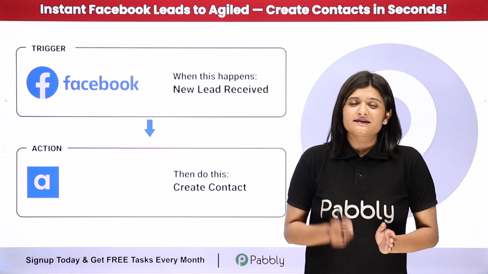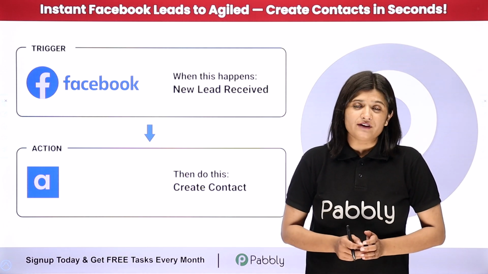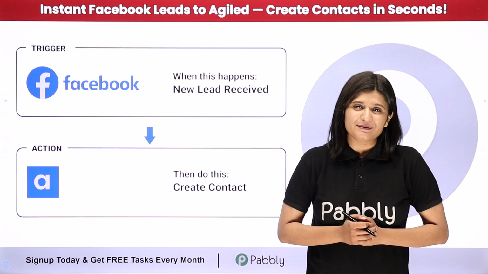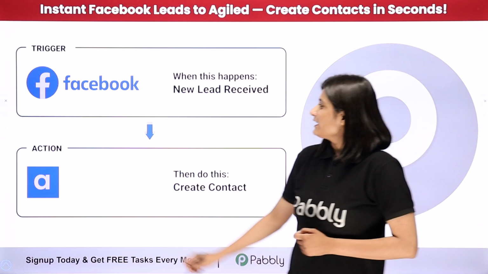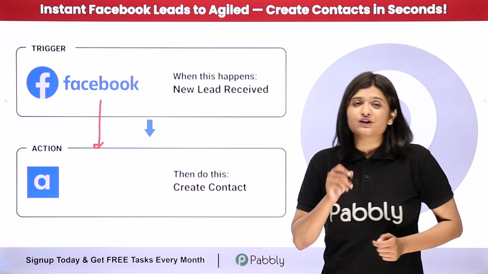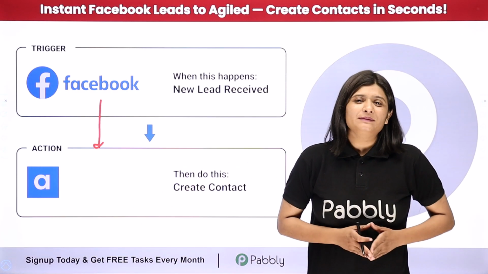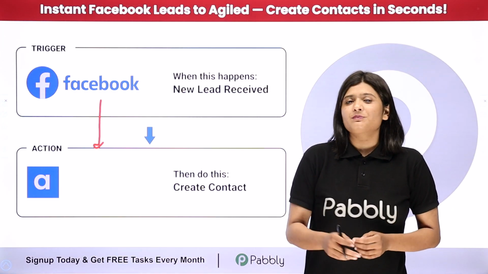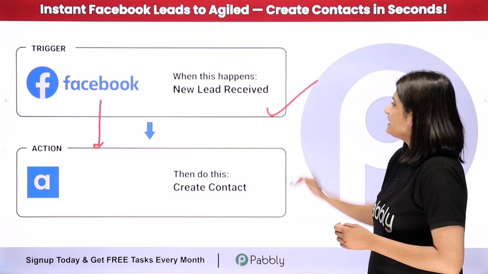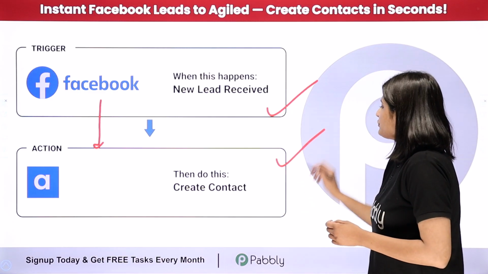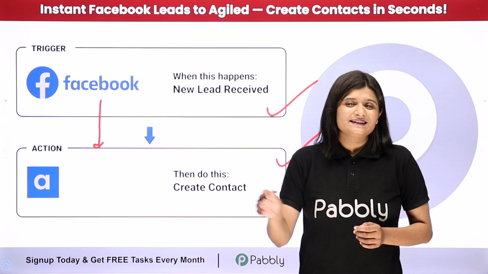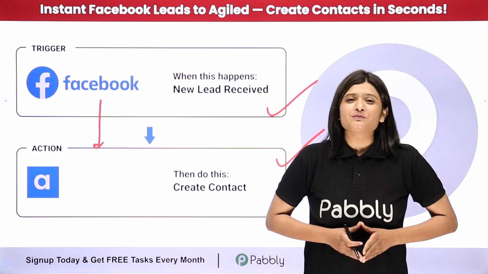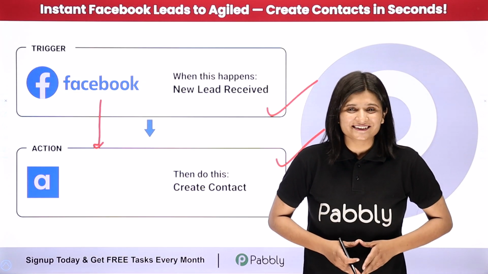So Pabbly Connect is an amazing automation and integration software which requires no coding or programming skills. Here I just need to build a connection between Facebook lead ads and Agiled CRM. With the help of Pabbly Connect, I'm going to build this connection in such a manner that whenever I'm going to capture a new lead from Facebook lead ads, I'm going to create this as a contact in my Agiled CRM. Now if you want to learn the step-by-step process, then let me take you all to my screen.